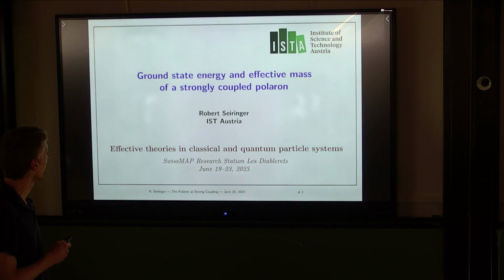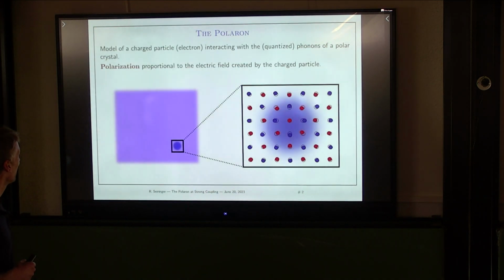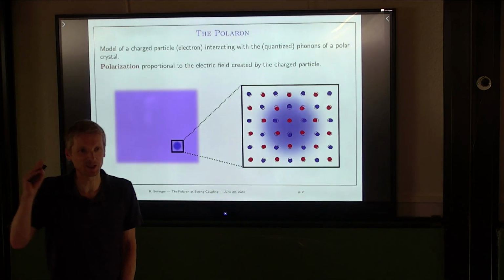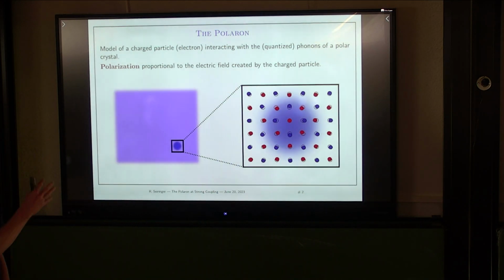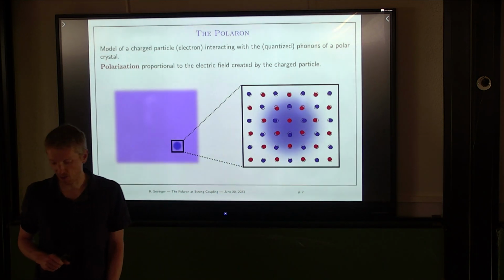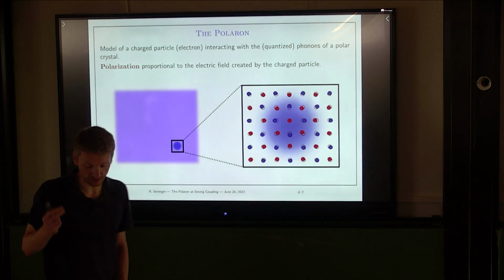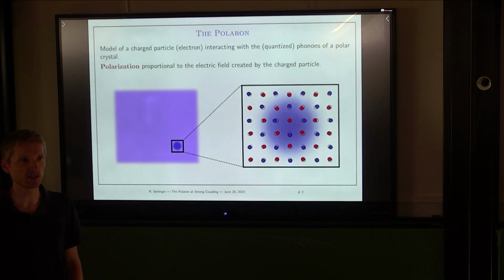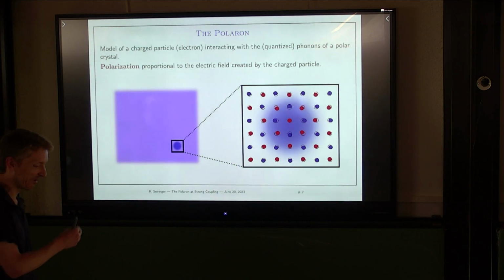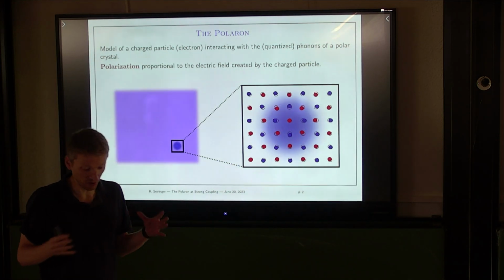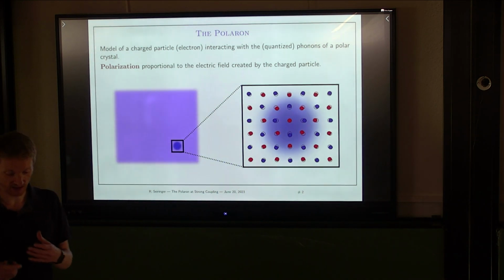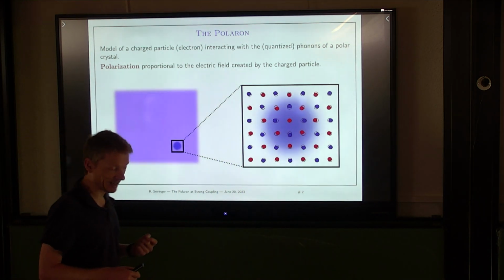I start with a picture that many of you have seen before, for those of you who like to have a physical picture in mind behind the model I'm discussing. This may be helpful. This is called the polaron model, which is basically a model of an electron moving through a material, which you can think of as a crystal, and due to the electric charge of the electron, it polarizes the material. So you can imagine that at every point of the material there's a polarization field, which in particular creates an electric field which then acts back on the electron.